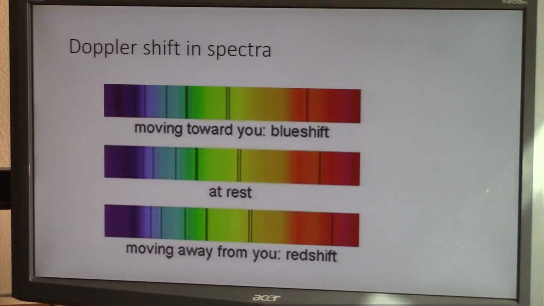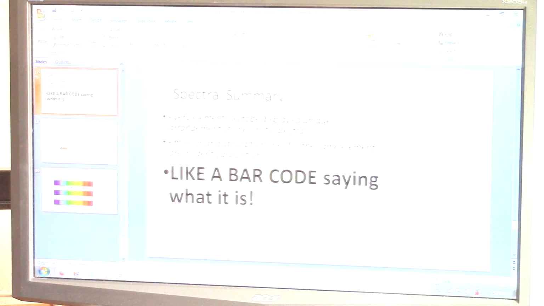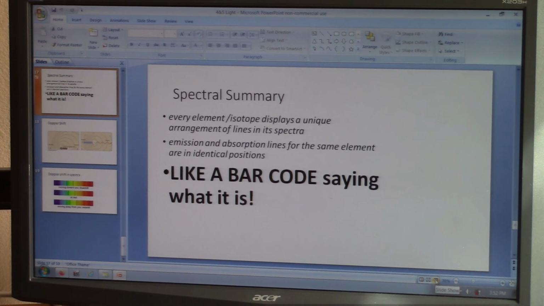Okay, so we can tell all those things from spectra. It's amazing, right? So that is the power of spectroscopy.